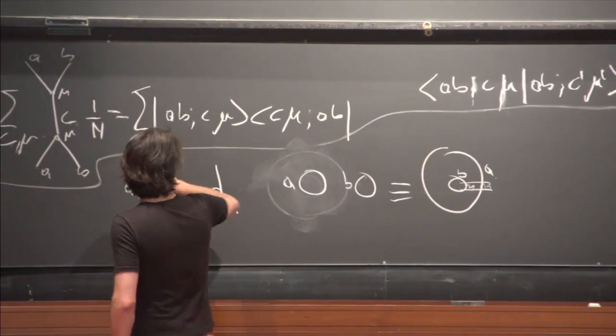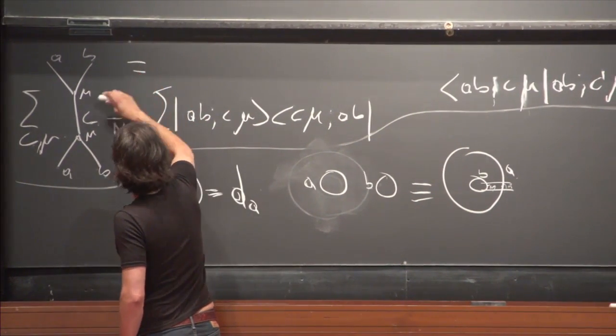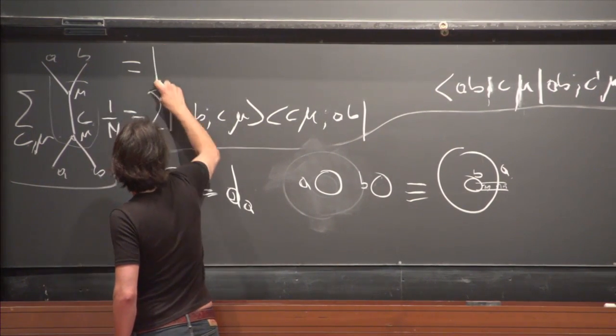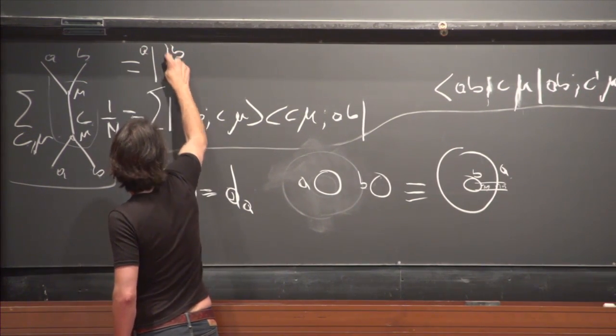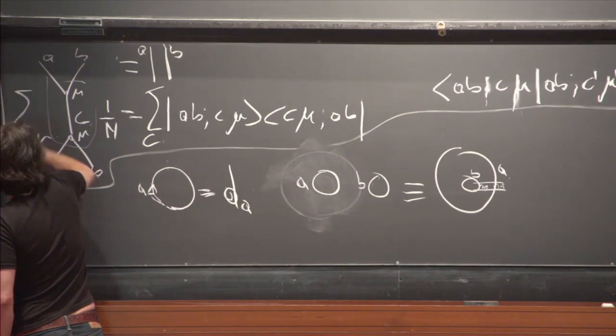So this is a completeness relation. If I wasn't looking here, this is just A and B. This is equivalent to this, okay?